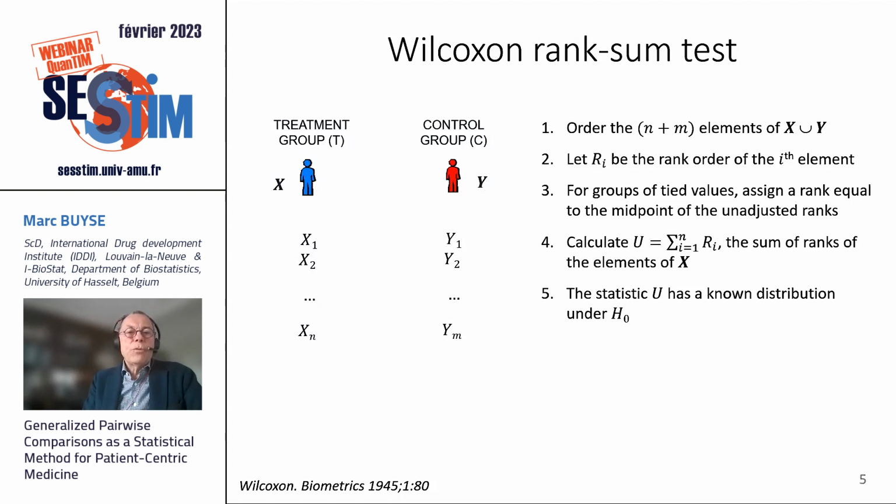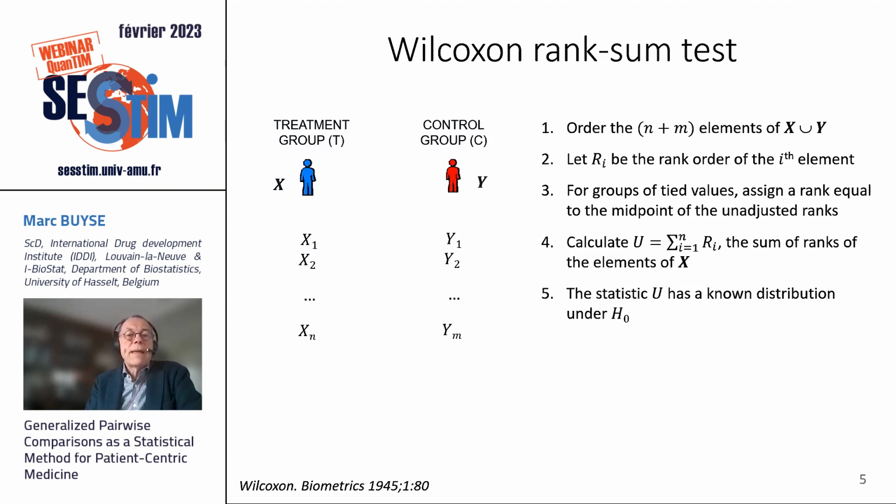So you may not remember, but in fact, the Wilcoxon test consists of ordering all these observations in increasing order, and then we let Ri be the rank order of the ith element of this ordered list. And when we have tied values, then we assign a rank which is equal to the midpoint of these ranks. To untie the observations, if you like, you give them the mid-rank, and then you calculate the sum of all these ranks over the observations in the treatment group. So you take only the N observations of the treatment group.